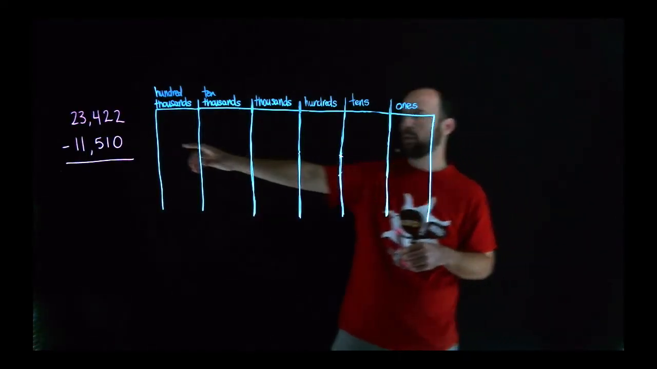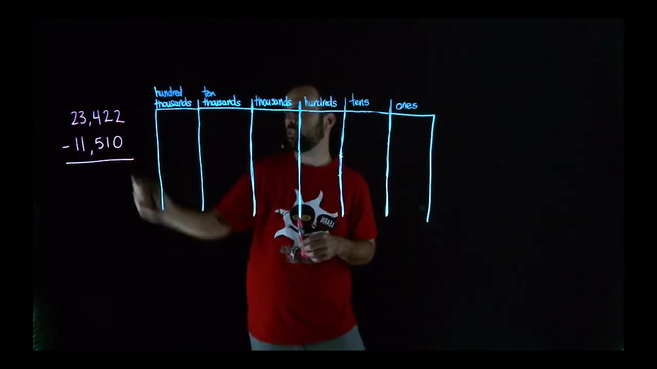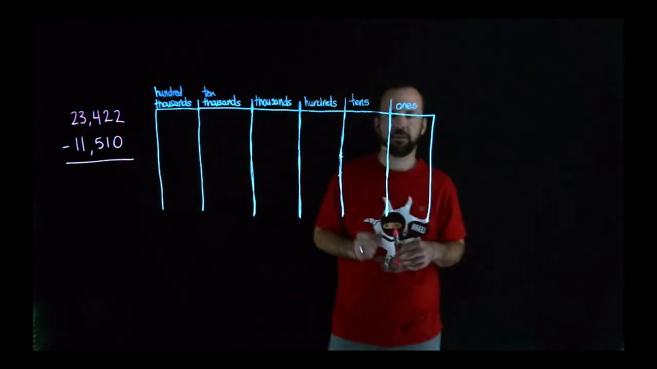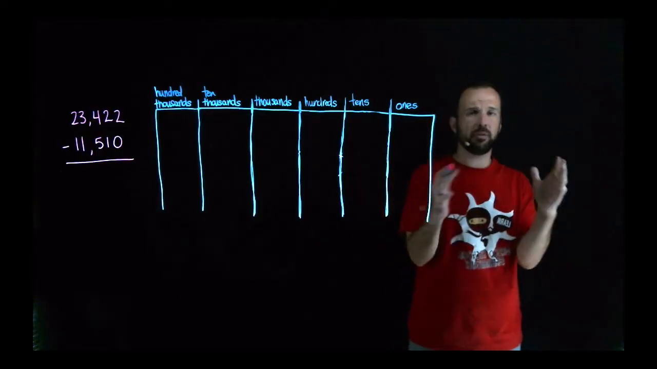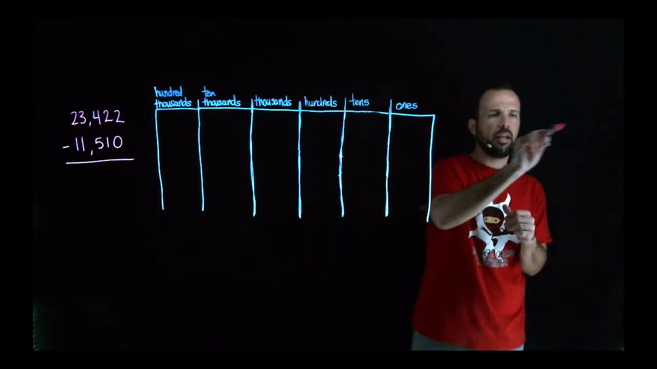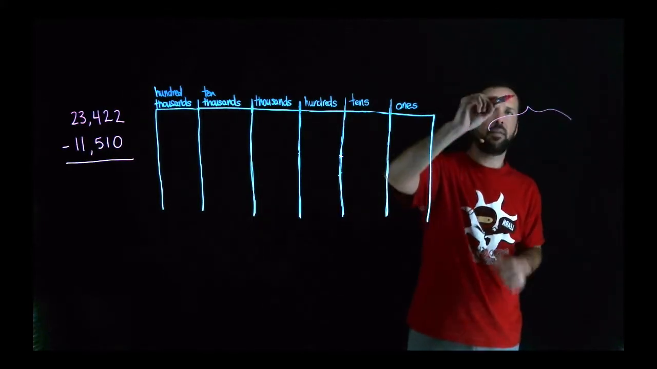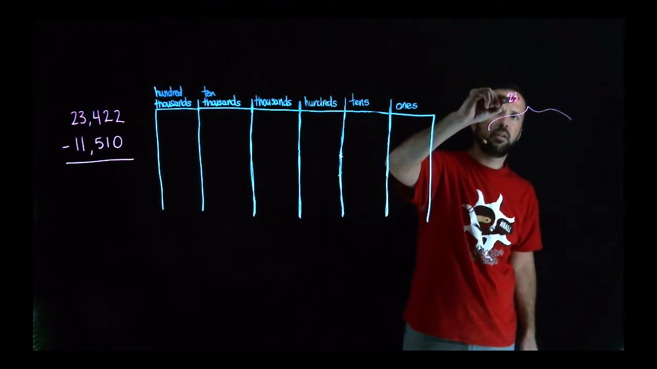Okay, so we have 23,422, and we are subtracting 11,510 from that. So what we want to do is, first I'm going to represent that with a tape diagram, right? And I already know what my whole number is, and that's 23,422.